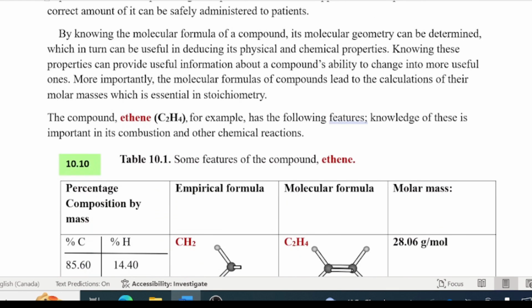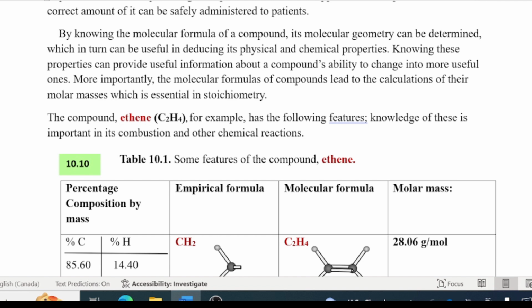By knowing the molecular formula of a compound, its molecular geometry can be determined, which in turn can be useful in deducing its chemical and physical properties. Knowing these properties can provide useful information about the compound's ability to change into more useful ones. More importantly, molecular formulas of compounds lead to the calculations of their molar masses, which is essential in stoichiometry.